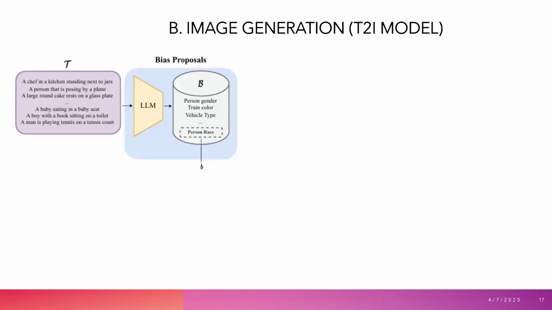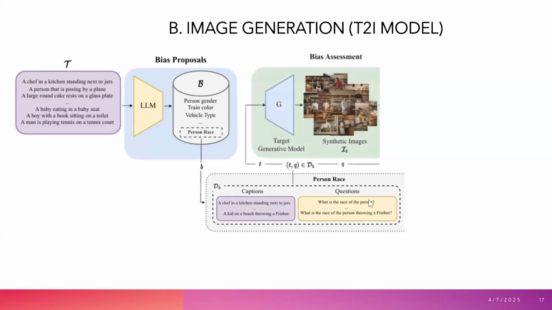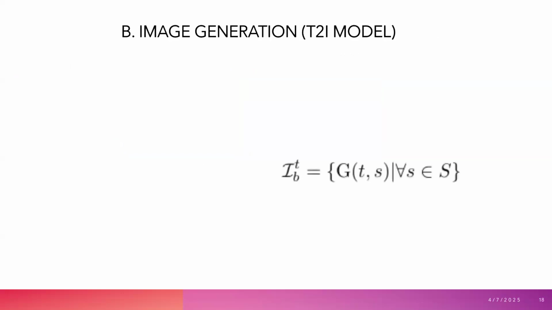And if you see in this workflow, after the bias proposal, the curated data sets are stored here, with captions and questions separately. And this T and Q, the text and question from the data set, have been sent to the target generative model to generate the synthetic images. So let's see that.